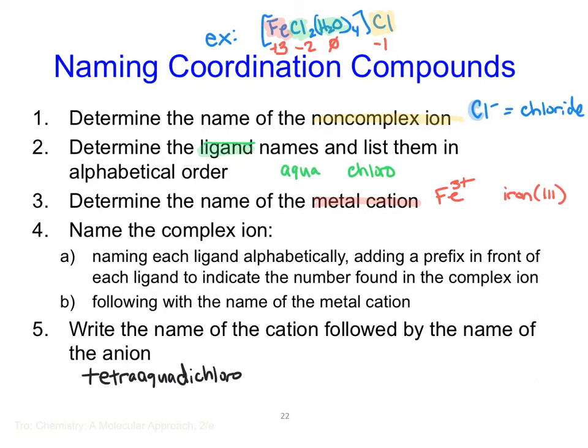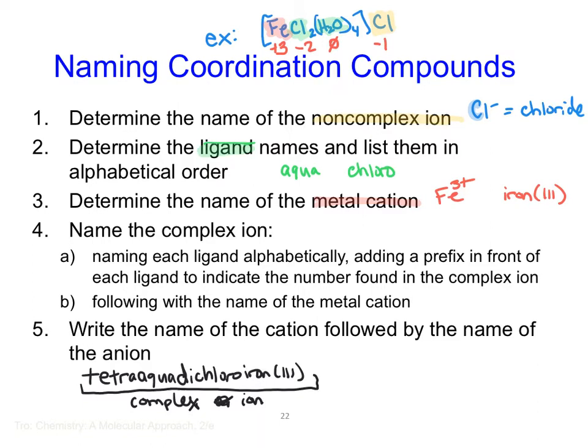And now we're on step B, followed by the name of the metal cation, iron 3. And then that is how we name our complex ion. So tetra, aqua, dichloro, iron 3. The complex ion. And then step 4, write the name of the cation followed by the name of the anion.